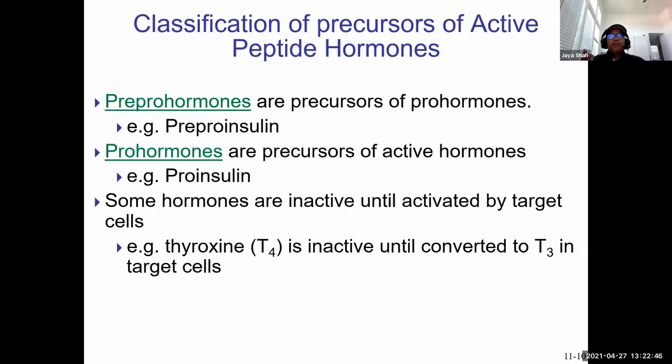Once it binds with the cell and gets inside the cell, the enzyme inside the cytoplasm converts T4 into T3. And then T3 can produce its effect like an active hormone. That's why T4 is a prohormone. But most of the prohormones are not even released from the glands. Okay.